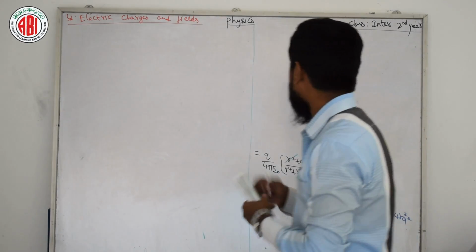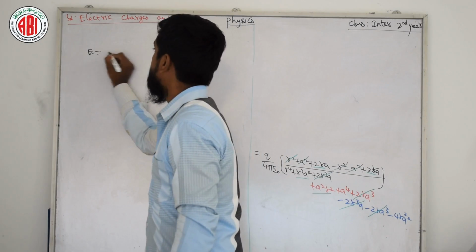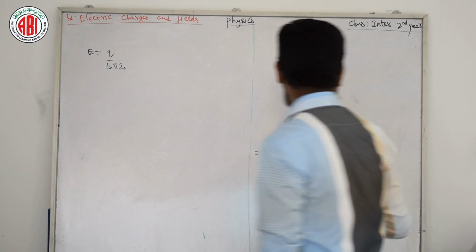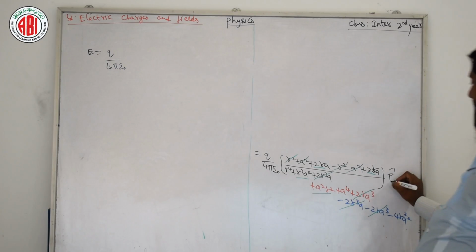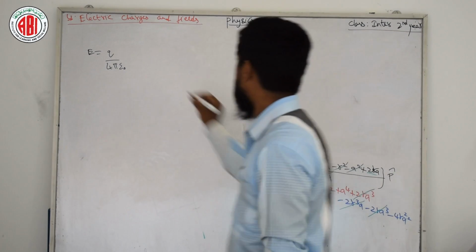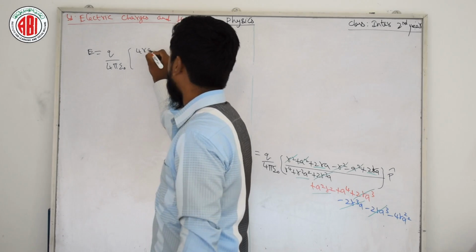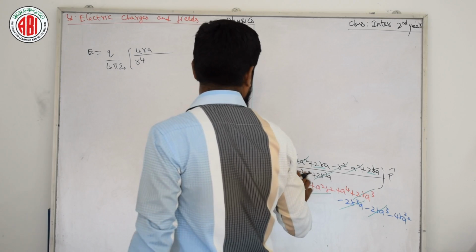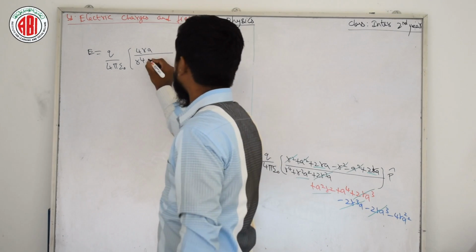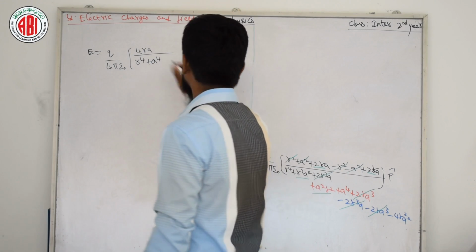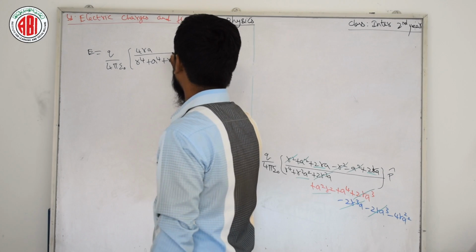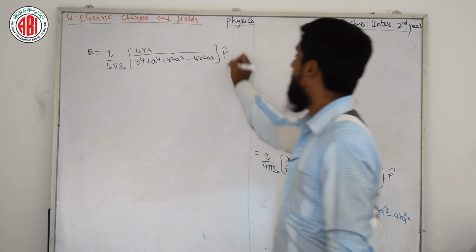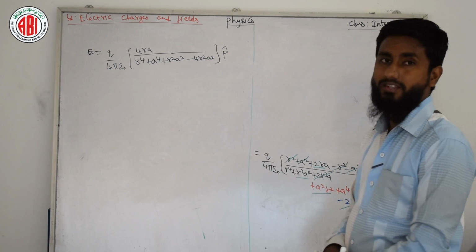So it will become E is equal to Q by 4 pi epsilon naught. Here we need to write finally P cap, isn't it? So we will get 4RA by, here we have R power 4 plus A power 4 plus R square A square minus 4R square A square, P cap. So we got this step with us.